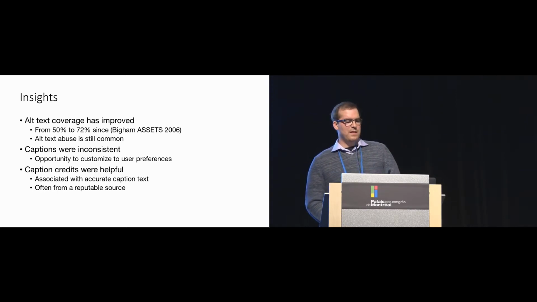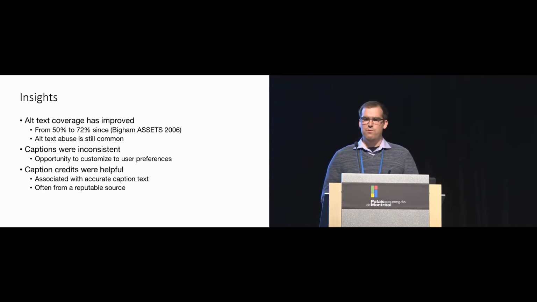Although we have seen alt text coverage improve from about 50% to about 72% in the past decade, alt text abuse is still present and affected our results. Captions were inconsistent, including level of detail, language, political perspective, and more. But this could be a stepping point for customizable image descriptions, allowing a user to select their preferred language, image details such as presence of color or spatial-related captioning, and political orientation in order to enable a more focused image description.